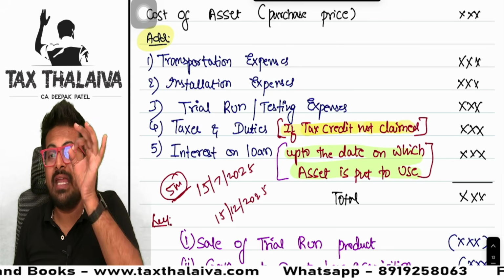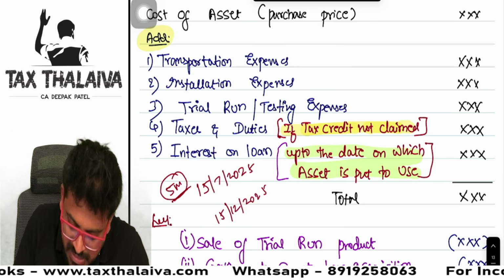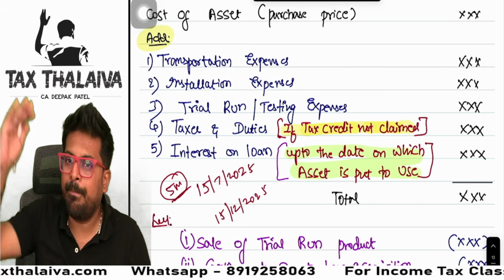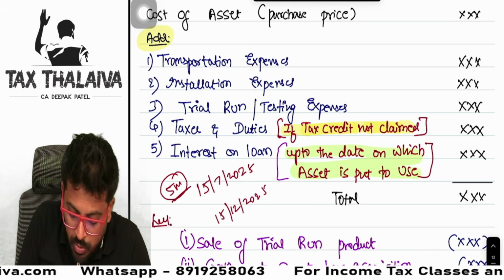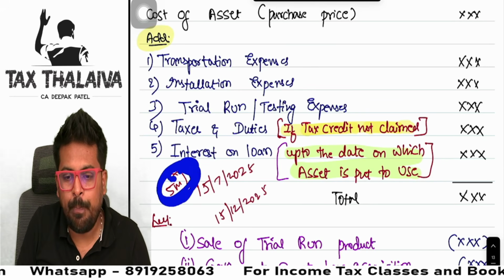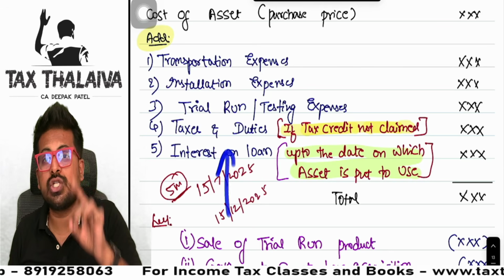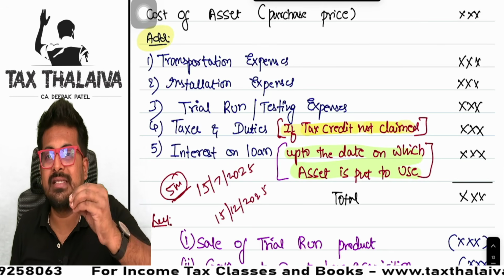Mind you, if you had taken any loan for purchase of this asset, of course you will be paying interest now to the bank from which you took loan. Now 5 months interest which you paid for this asset, you have to actually add it to the cost of asset. That is called capitalizing the interest.